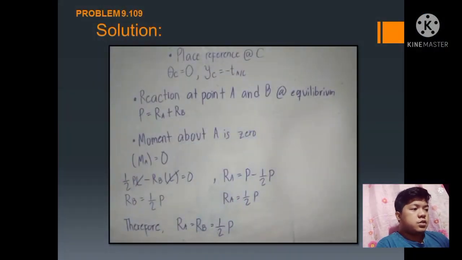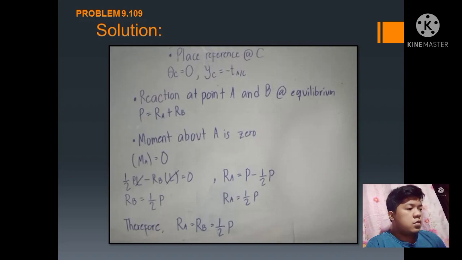And for our solution, we should place the reference tangent at C. Therefore, our slope at C is 0 and the deflection at C is equal to the displacement between points A and C. So we have P equals reaction A plus reaction B as the reaction at equilibrium, and our moment about A is 0.